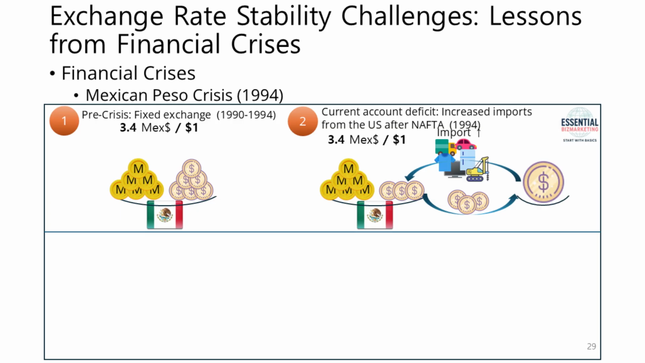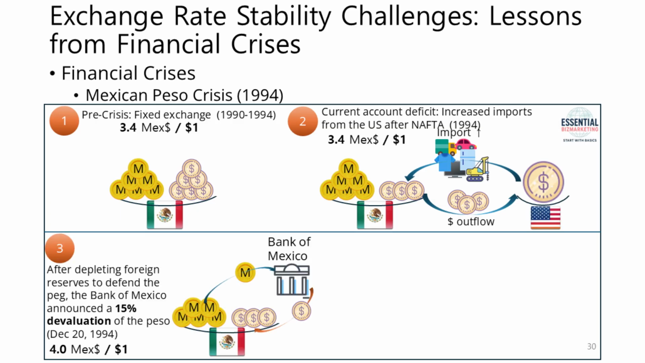After NAFTA took effect in 1994, imports from the U.S. surged, worsening trade imbalances. Despite rising dollar demand, the peso remained pegged at 3.4 per dollar. As pressure intensified, Mexico's central bank used its reserves to defend the peso.